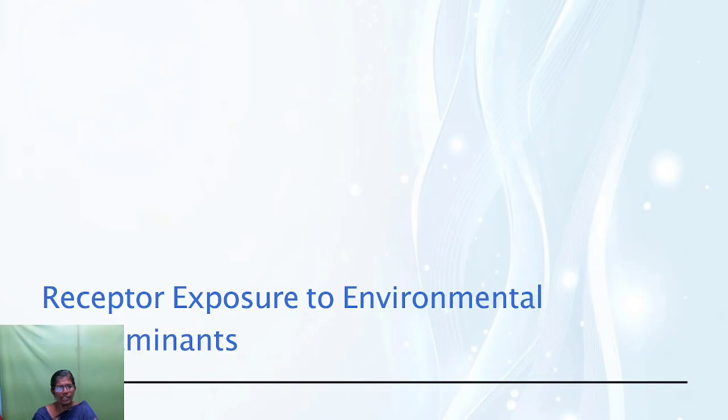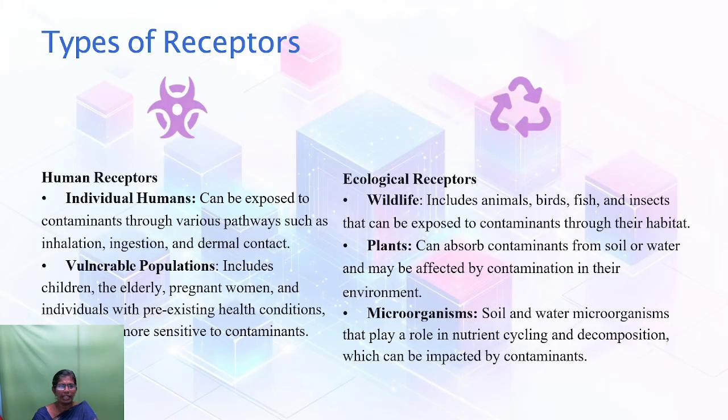The receptor exposure to environmental contaminants. Receptor is the human or ecosystem or plants or anything which are receiving, which are exposed to these environmental contaminants. So the types of receptors include human receptors, ecological receptors. Human receptors may be individual humans. They may receive these contaminants by inhalation, ingestion or dermal contact with the skin.